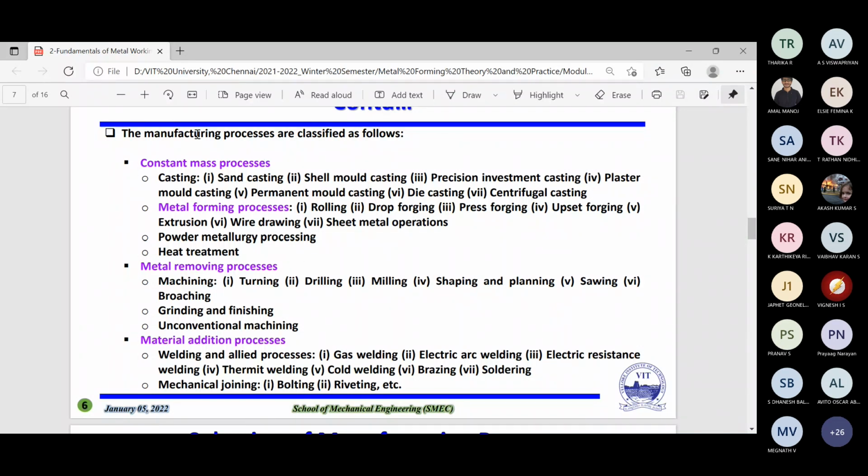So if we talk about the constant mass process, I'm not going into detail about how the processes are done. I just put what the processes are. For example, casting, then you have done sand casting, sand mold casting, many things you have done. Then this is much more important: we have the metal forming. This also falls under the constant mass process.